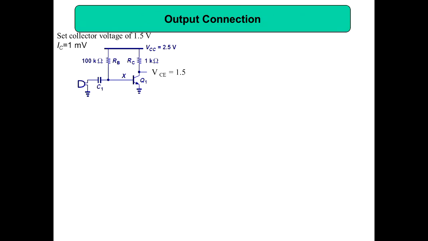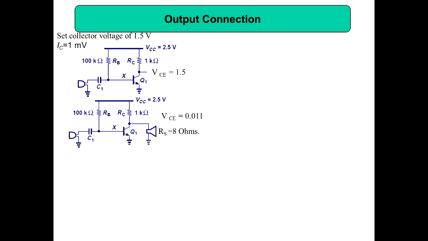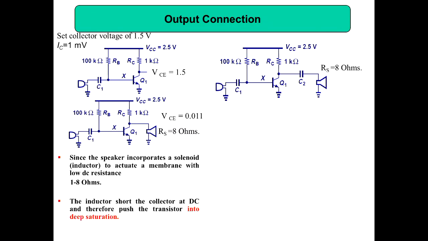Okay, now we will go ahead. So this is the 8 ohm, then you've got VC equal to 0.011. Since a speaker incorporates a solenoid inductor to actuate a membrane with a low DC resistance, that is 8 ohms, we can connect a capacitor. If you connect a capacitor, you will still get the gain problem, but this transistor will not be in the saturation region. Now your transistor is operating in the active region, and your VC will be 1.5 volts, but the gain problem is not solved because for the signal, the capacitor is a short. When you draw the small signal, what you draw is RC, and then the speaker coming like this. Maybe I can draw the small signal and show you.